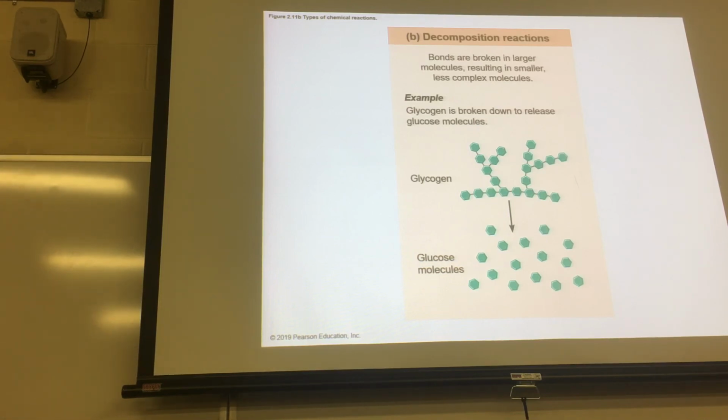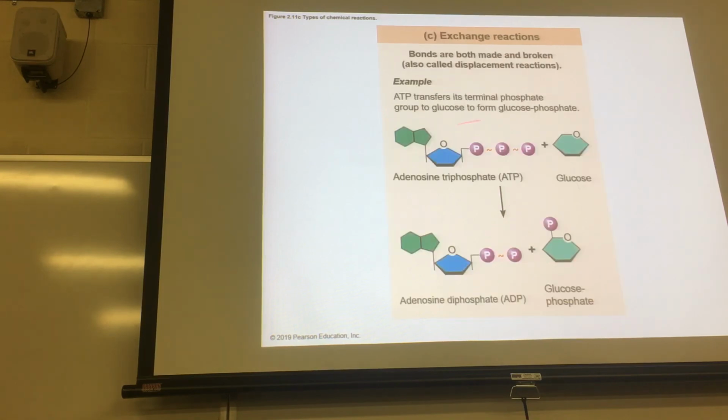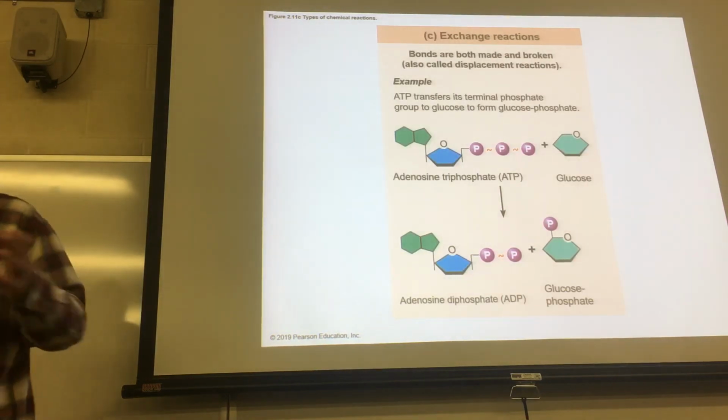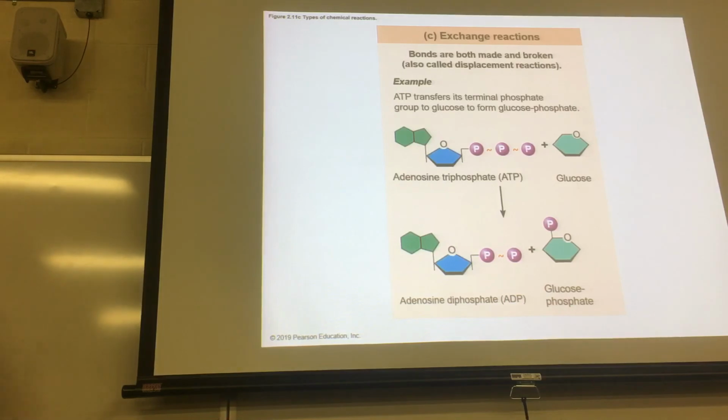Okay? So that's breaking stuff down. Then you have exchange reactions. Well, we're going to do exchange reactions. When we break down glucose, we want to form ATP. ATP is the energy source our body can burn. It can't burn it as sugar. It can't burn it as fat or as a protein. But it can burn it as ATP, adenosine triphosphate.